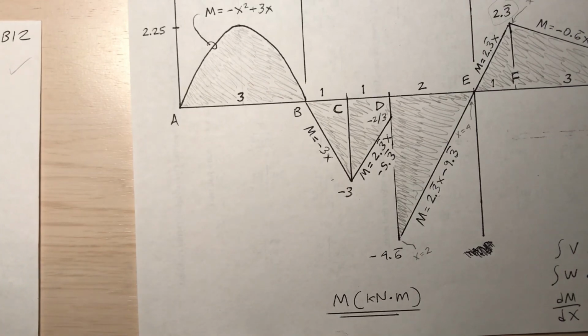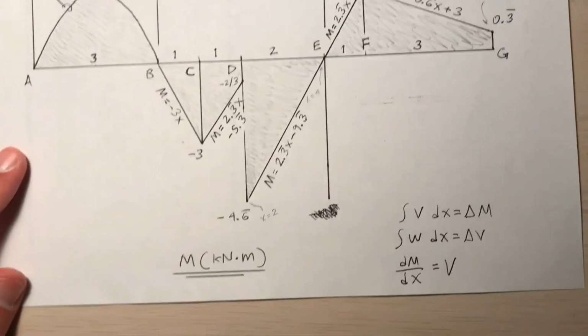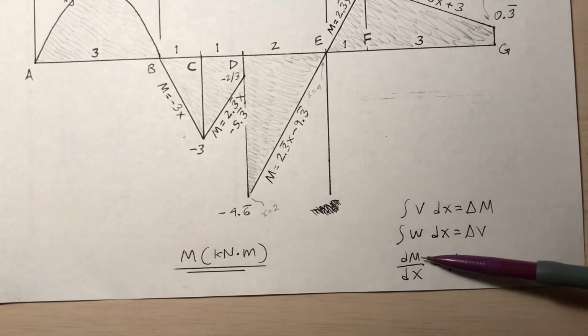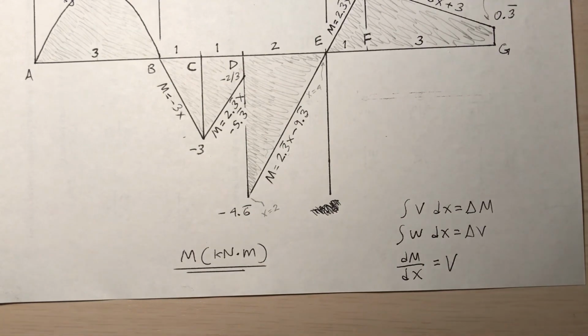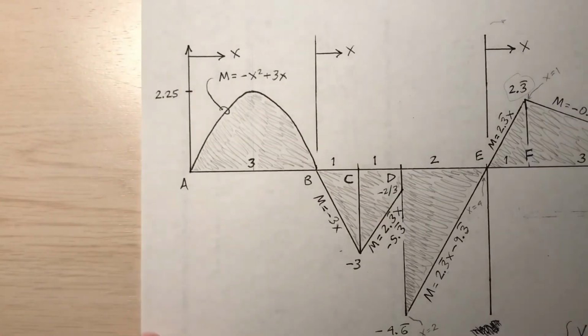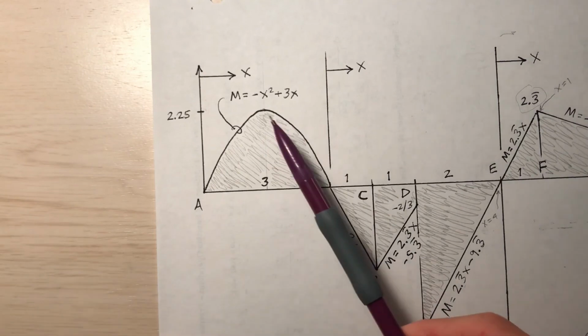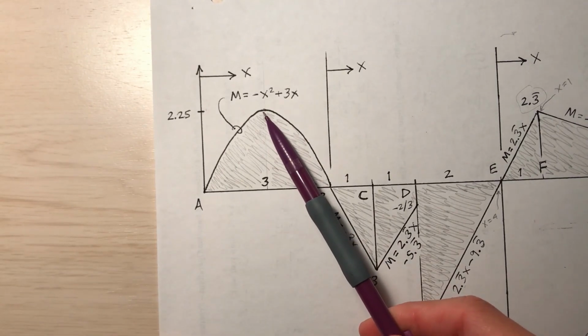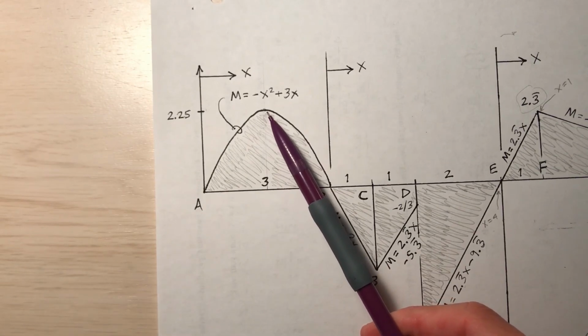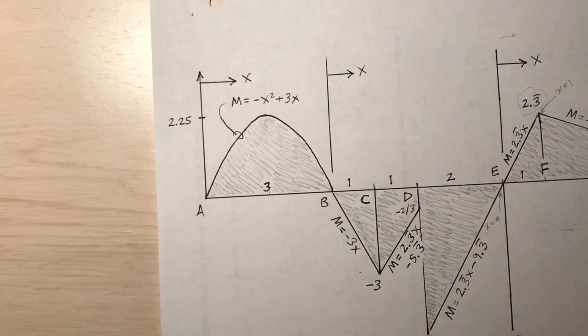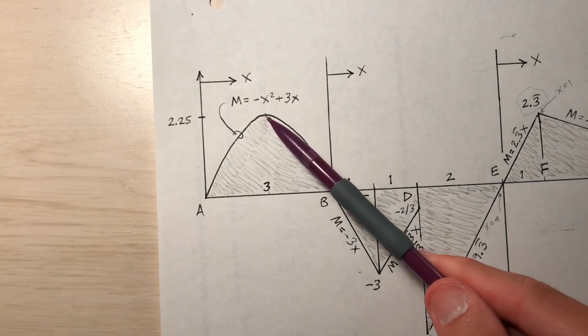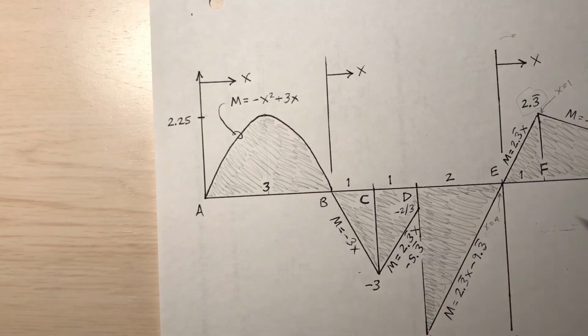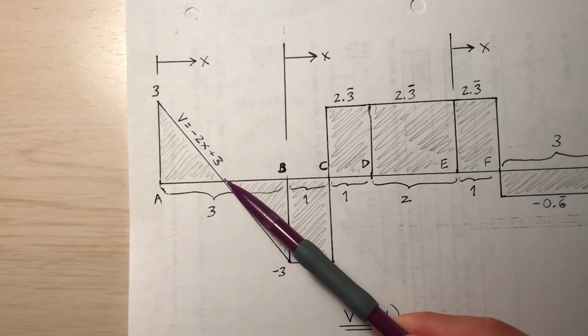If I went too fast, pause the video and go back and retrace my steps. So what did I just tell you? I said that the slope of the moment diagram is equal to the shear. And one more thing while I'm at it. What's the value of the slope at the top of this parabola? Well, if you remember from my first semester calculus class, the slope up there is 0, isn't it? So if the slope of the moment is equal to shear, then the shear at this midpoint value between A and B should be 0, which it is.